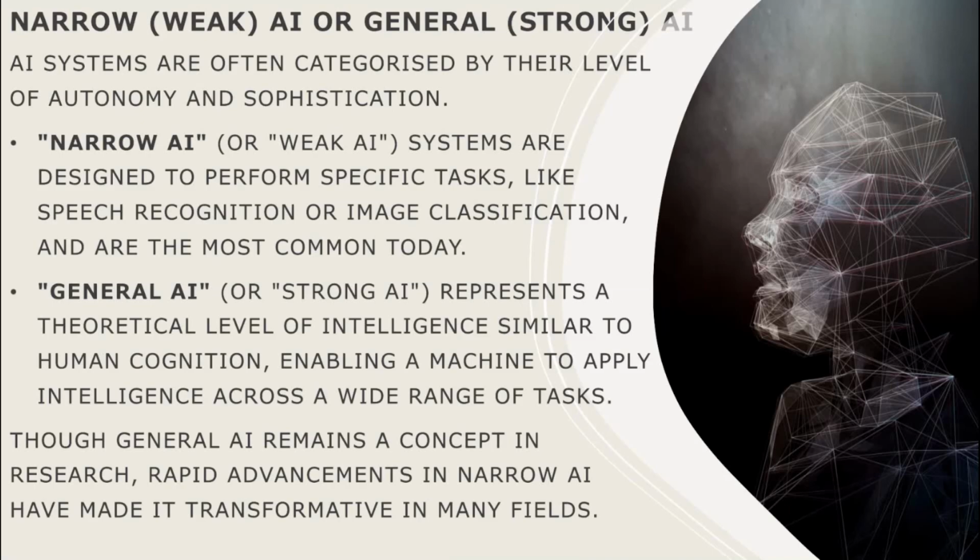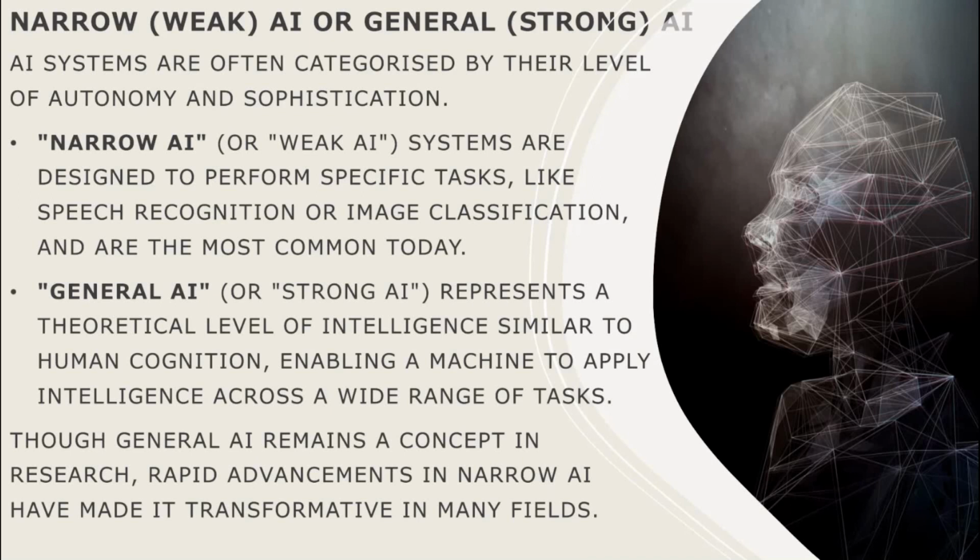There is narrow AI, or there is general AI, also called weak AI or strong AI. But don't go by the name to say if it's weak, it's not good, and strong means it's very good. What we are using right now is all weak AI. It's all narrow AI, which is speech and language processing and visual interpretation. And whatever we have right now, it's all examples of narrow AI.